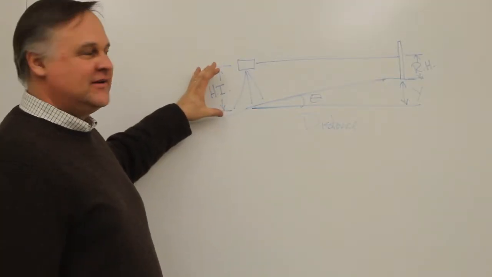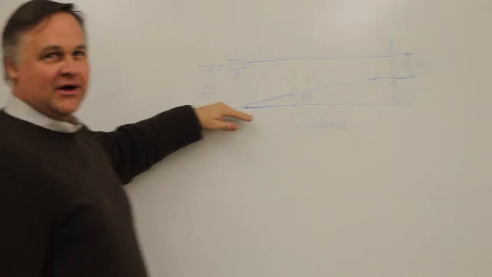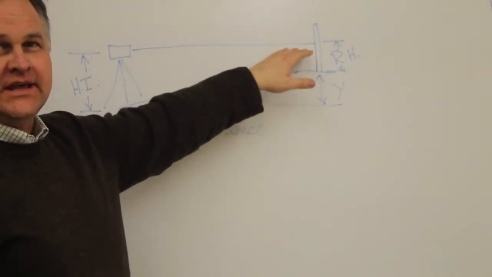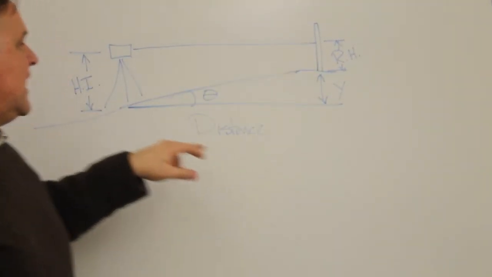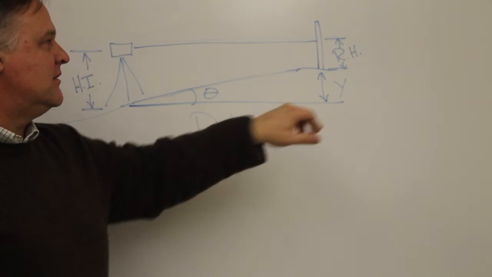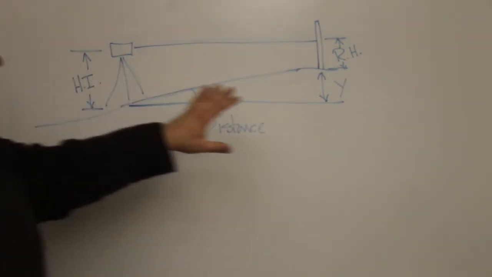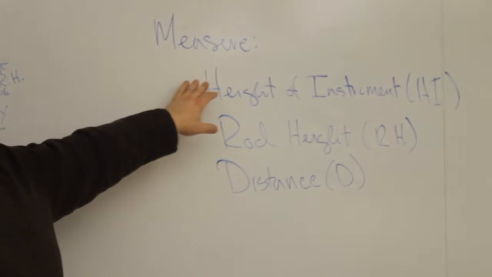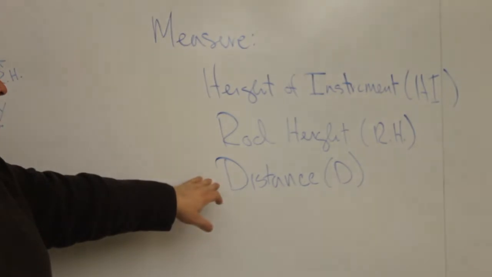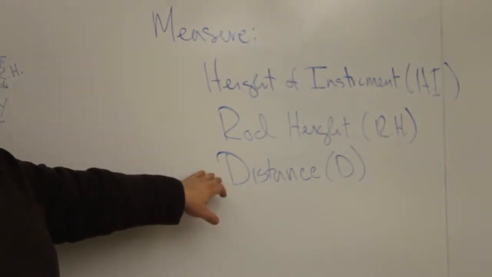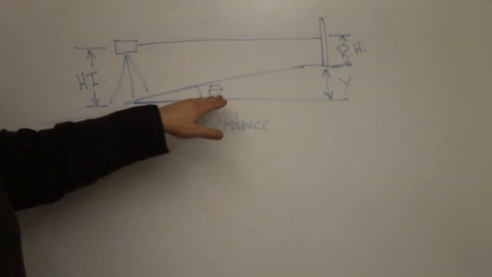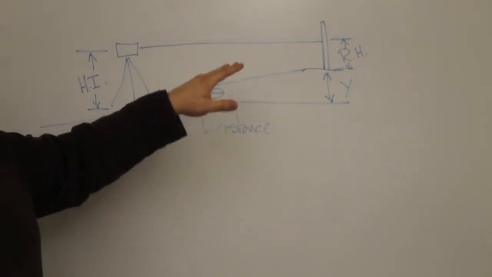And the measurements that we're going to make are the height of the instrument above the ground, the eye height that we see on the stadia rod, and the distance from the instrument to the stadia rod. With those three measurements, the height of the instrument, the rod height that we see through the level, and the distance between the instrument and the rod, we can then compute the slope of the land, which is shown here as theta. So we'll begin by taking the measurements.